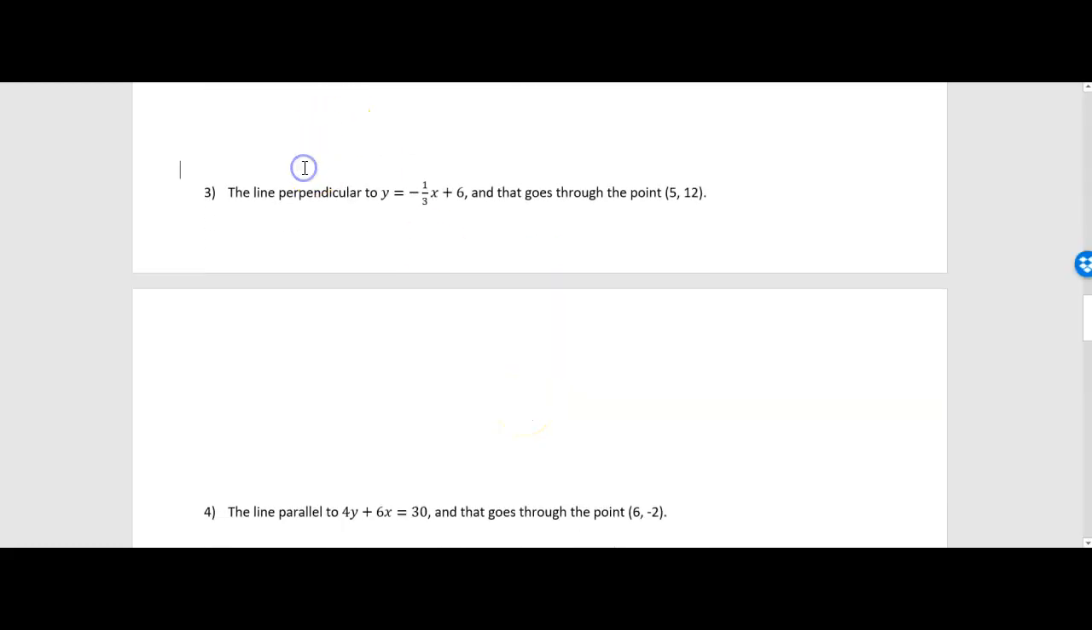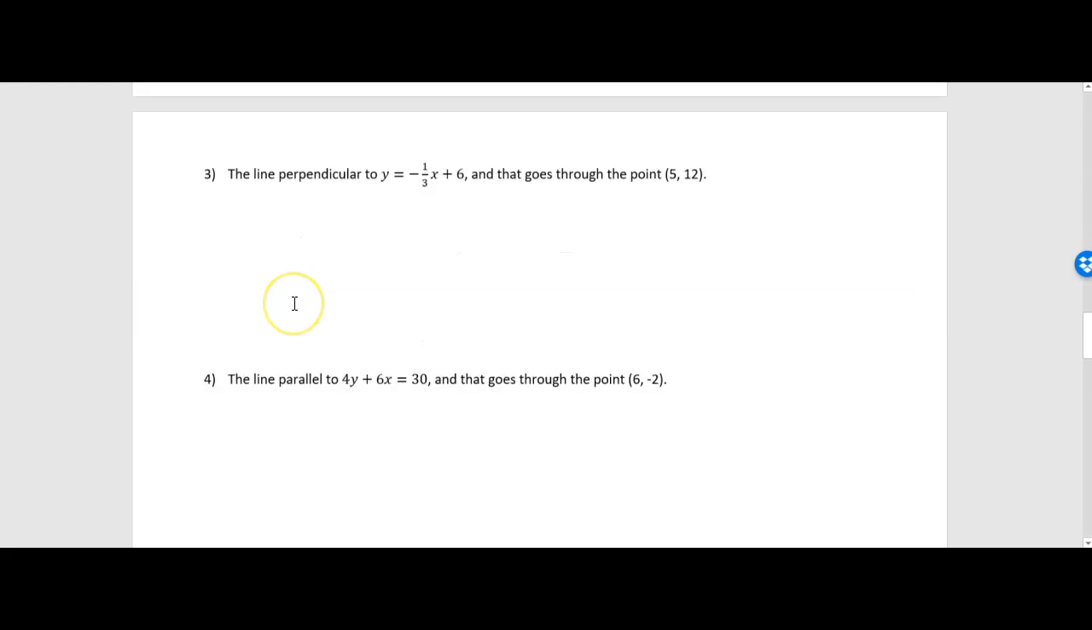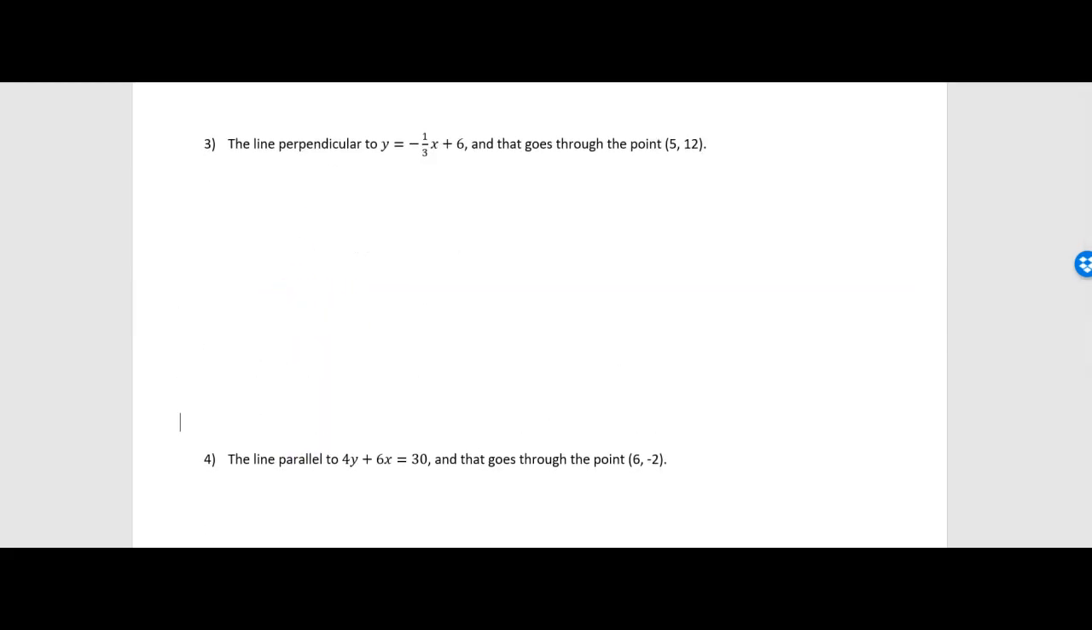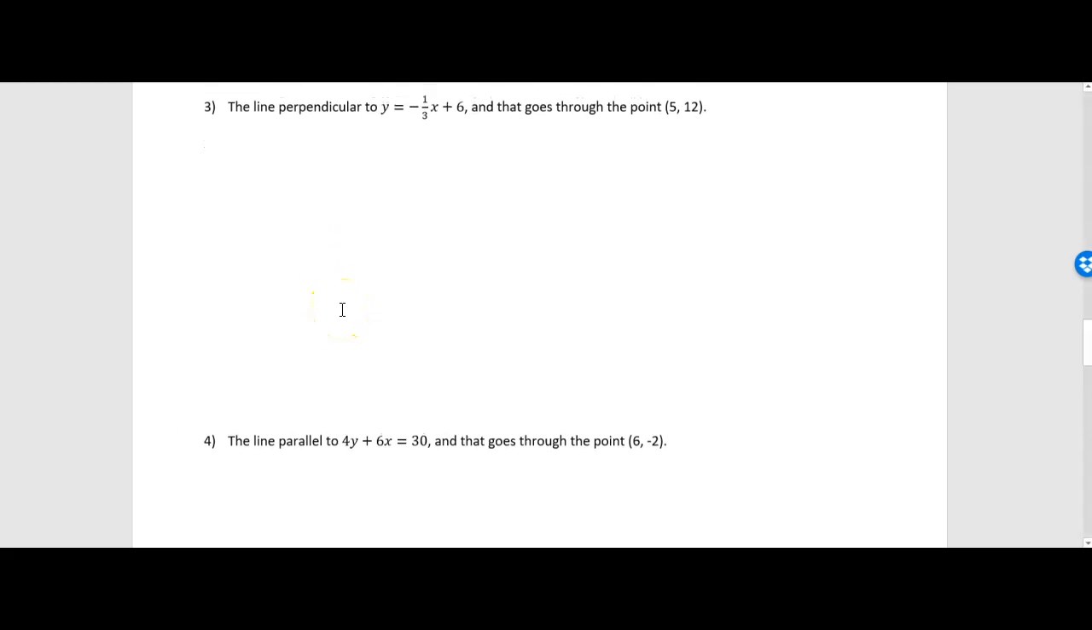I'm going to move this down, actually. All right, so this one is asking us a different question. And we keep moving this down so we have more space. So it says we need to find the line that is perpendicular to y equals negative 1/3 x plus 6, and it needs to go through the point 5, 12.